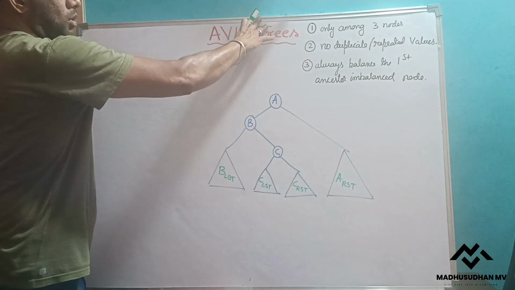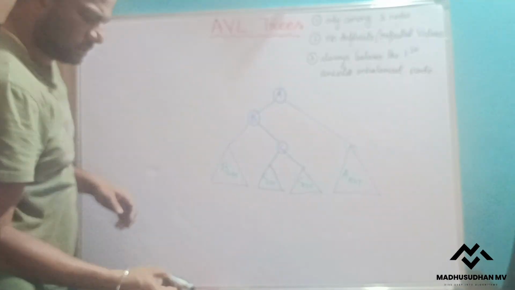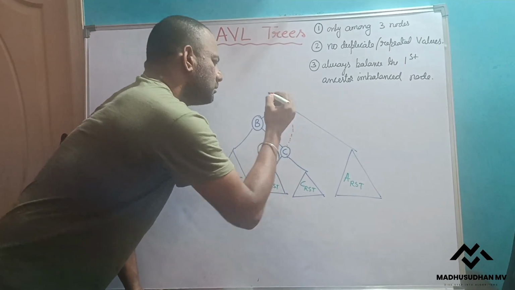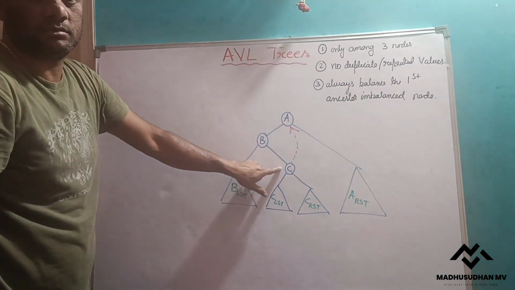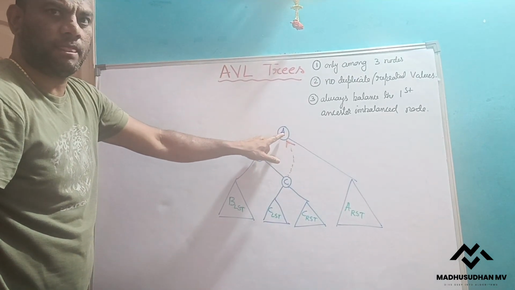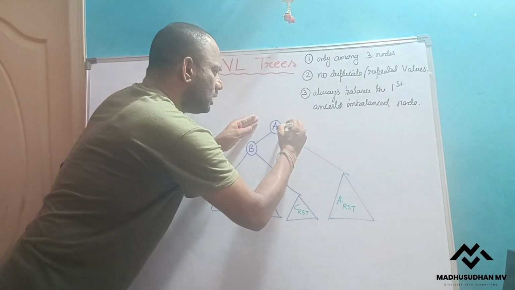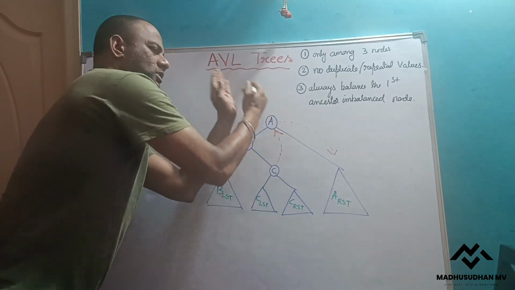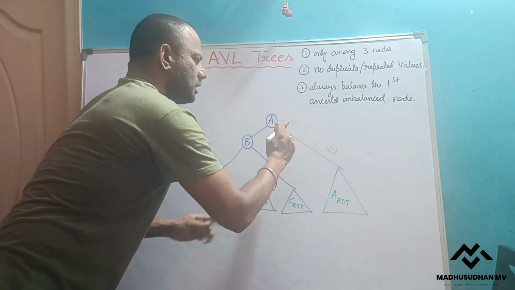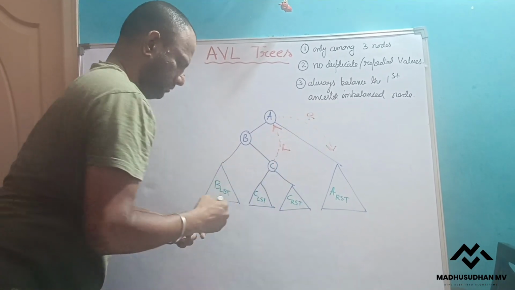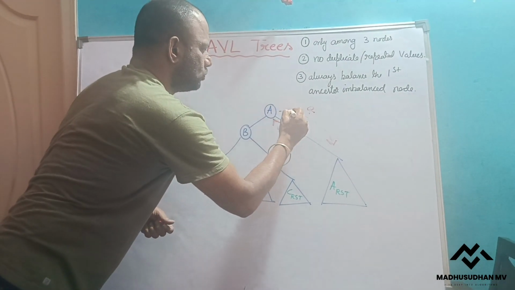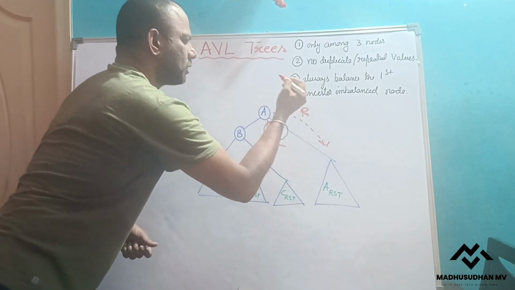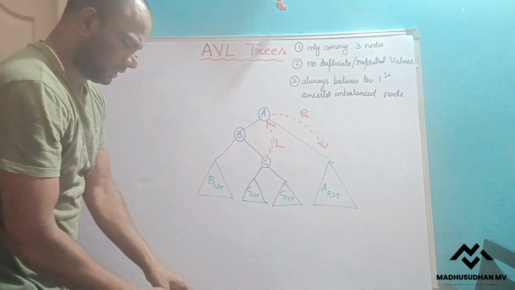Suppose in this case, what do we do? Now simply, assume this is my unbalanced level. You move this one to here. If you move this one, this one will come here. So I am moving this one towards the left, which is a left rotation, and moving this one is a right rotation. So this is a left and right rotation. If you do it like this, what happens?